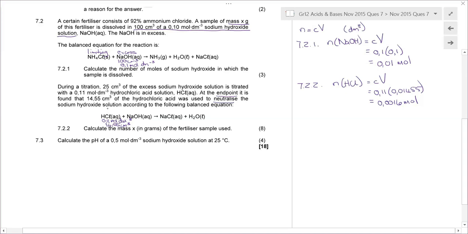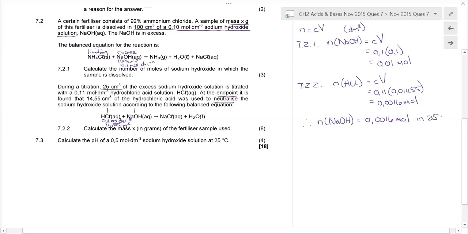The ratio of hydrochloric acid to sodium hydroxide is 1:1. So therefore, in your second reaction, the number of moles of sodium hydroxide that reacted is also 0.016 moles. But this is the number of moles of sodium hydroxide in 25 cm³.